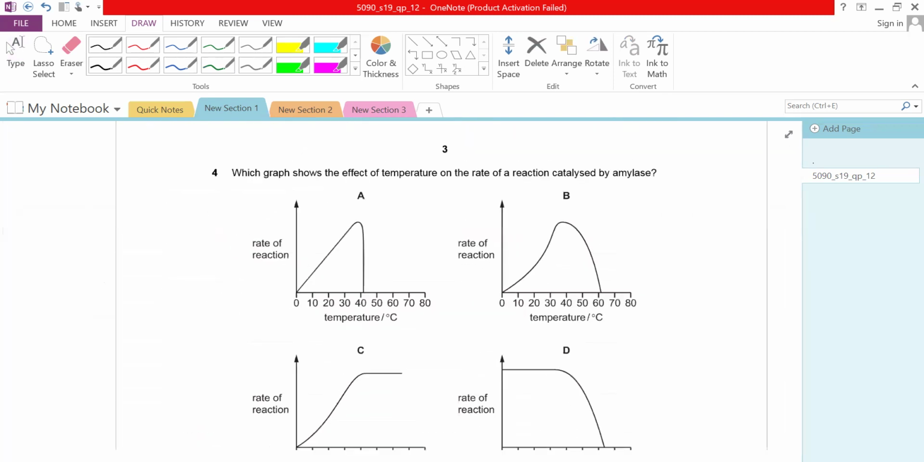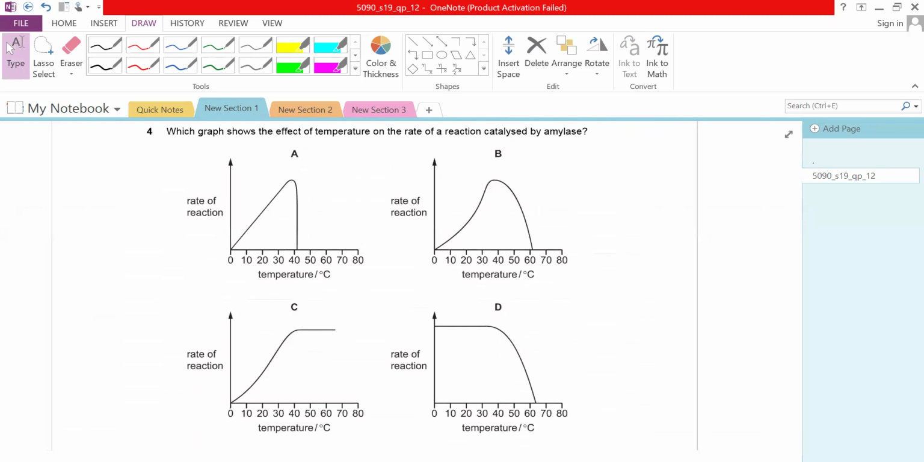This is question number 4. Which graph shows the effect of temperature on the rate of reaction catalyzed by amylase? The 4 graphs are given. According to graph A, rate of reaction is here, temperature is here. As the temperature increases, rate of reaction increases. And at this temperature, right before 40, like 37 degrees Celsius or 38 or 39, the rate of reaction is optimum and then it suddenly decreases.